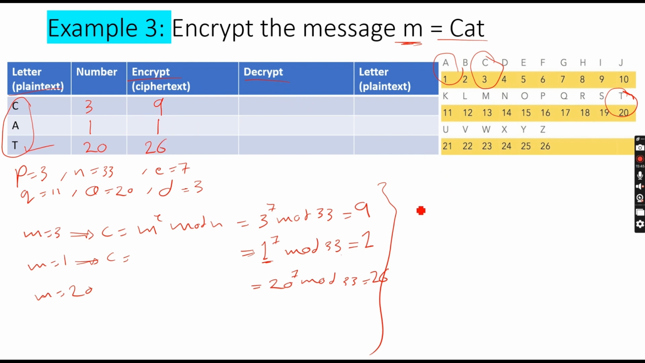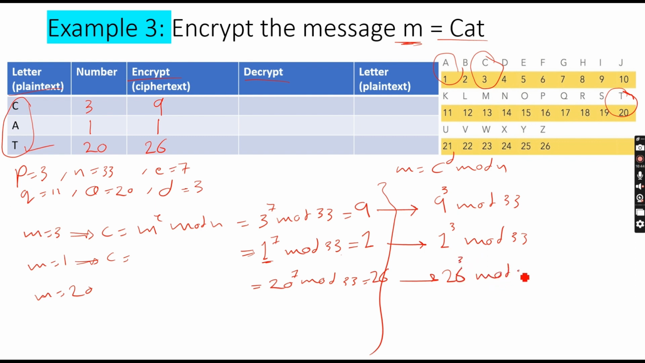Now decrypt. How can I decrypt? Decrypt is M equals C to the power D mod N. So this one will be 9 to the power D, which is 3, mod 33. And this one will be 1 to the power 3 mod 33. And this one will be 26 to the power 3 mod 33.